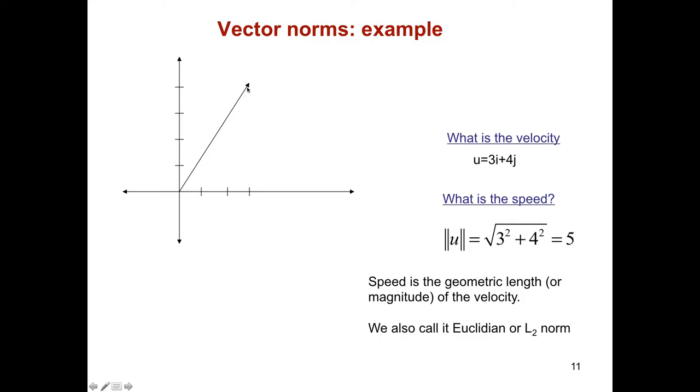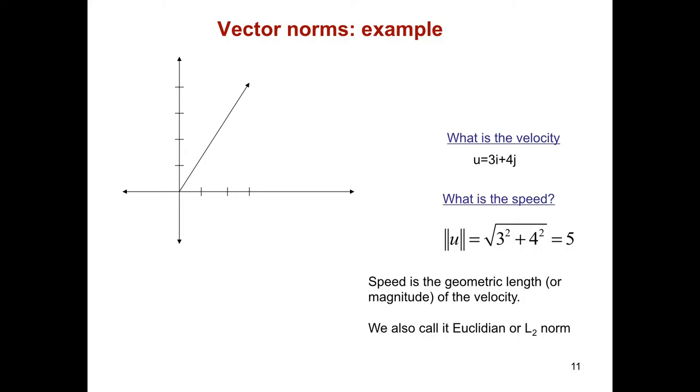Then the speed or the length of this vector is essentially Pythagoras' theorem, right? It's the square root of 3 squared plus 4 squared. Everybody comfortable with this from geometry? So the speed is 5 in this case. So this geometric length or magnitude is also called the Euclidean or L2 norm. But it's not the only possible norm. Okay, this is just one of them.